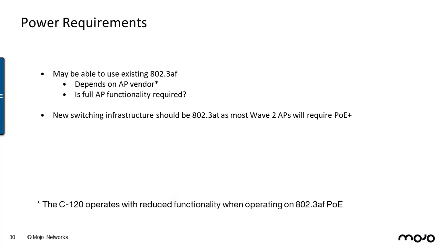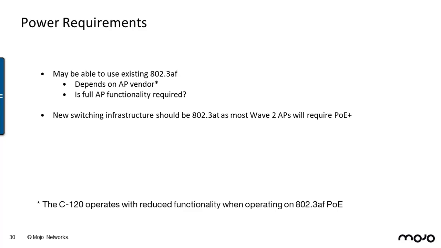Okay, power requirements. Most wave 2 APs are going to require PoE plus, and I can tell you that the C120 will. It's fully functional with PoE plus or AT 802.3at. It will operate with AF power with reduced functionality. For instance, the USB port will not be active. The second Ethernet port will be disabled, and I believe it's a single spatial stream on 2.4, and two spatial streams on the 5 gig side. So you would have both radios, and it would still work. It would be reduced functionality.